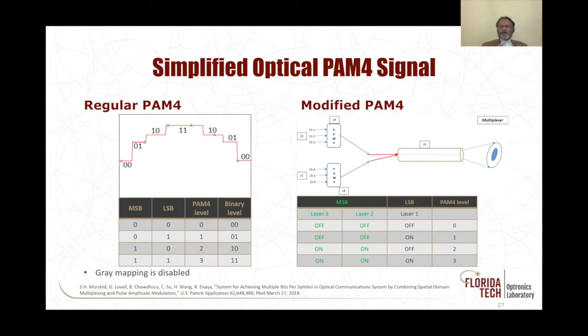Now, instead of using a dedicated PAM4 chip, what if we take three laser sources, two of them driven by the MSB and one of them driven by the LSB? When all three are off, my output is level 0. Only LSB is on, level 1. MSB, laser 2 and laser 3, are running in parallel, shorted together. So when the MSB turns on, both laser 3 and laser 2 turn on, and I have level 2. And when all three are turned on, we have level 3.